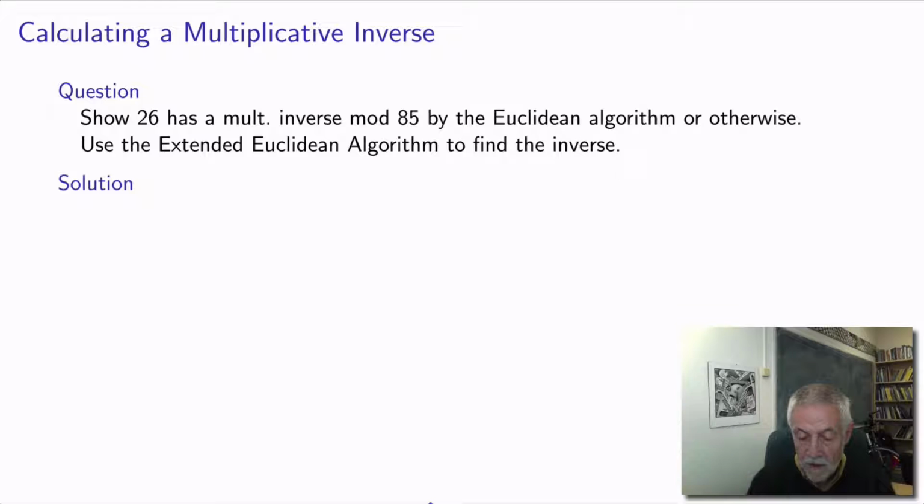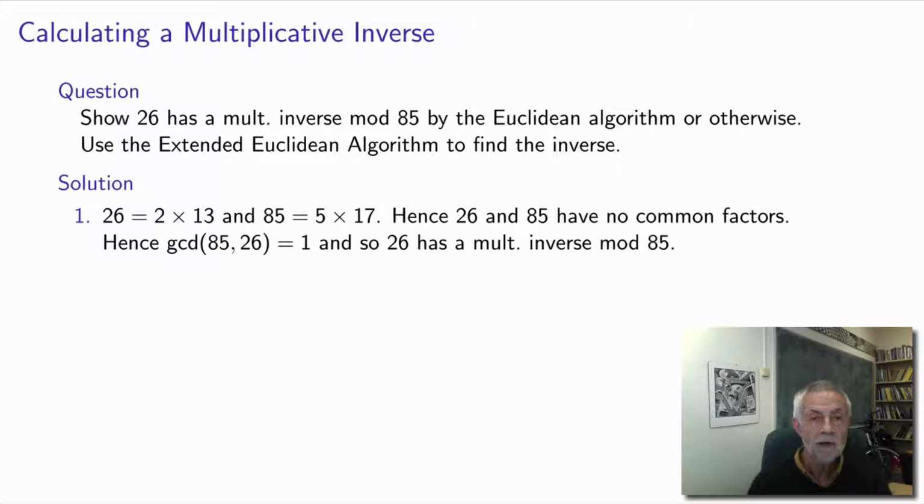So, first of all, to check that there are no common factors for 26 and 85, in other words, that the GCD is 1, we just factorise. Very simple in this case. 26 in terms of prime factors is 2 times 13. 85 is 5 times 17. So certainly 26 and 85 have no factors in common. Hence their greatest common divisor is equal to 1.